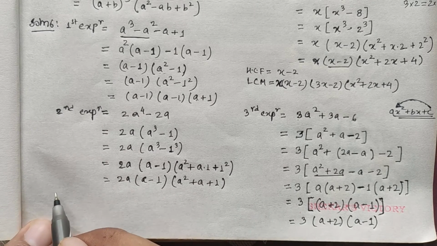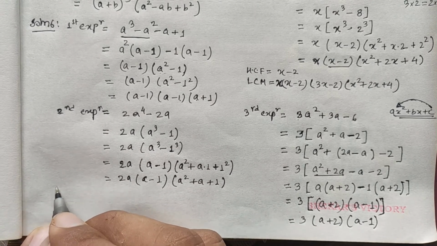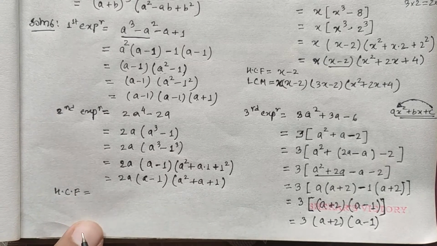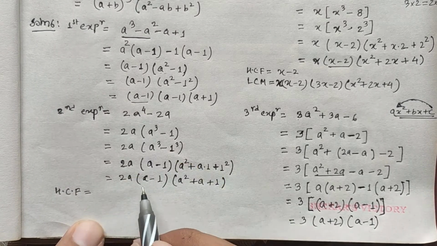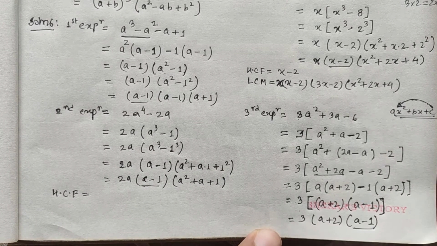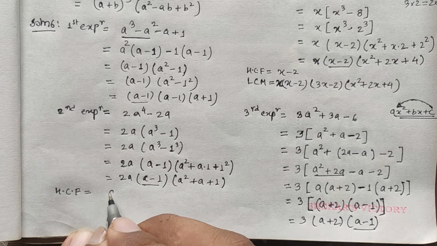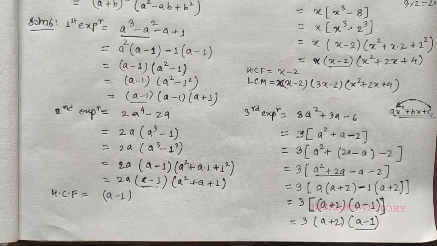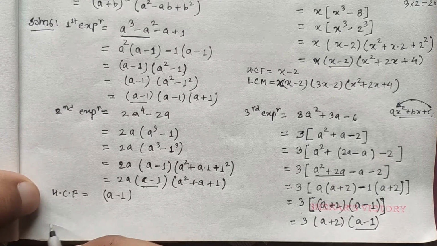Now it is not completed because you have to write the HCF and LCM. So the HCF is, see, in all the cases a minus 1, a minus 1, and in the third expression also a minus 1. So a minus 1 is common. Is anything common left? I'm not seeing anything left. So HCF is only a minus 1, because in HCF we are only writing the common.